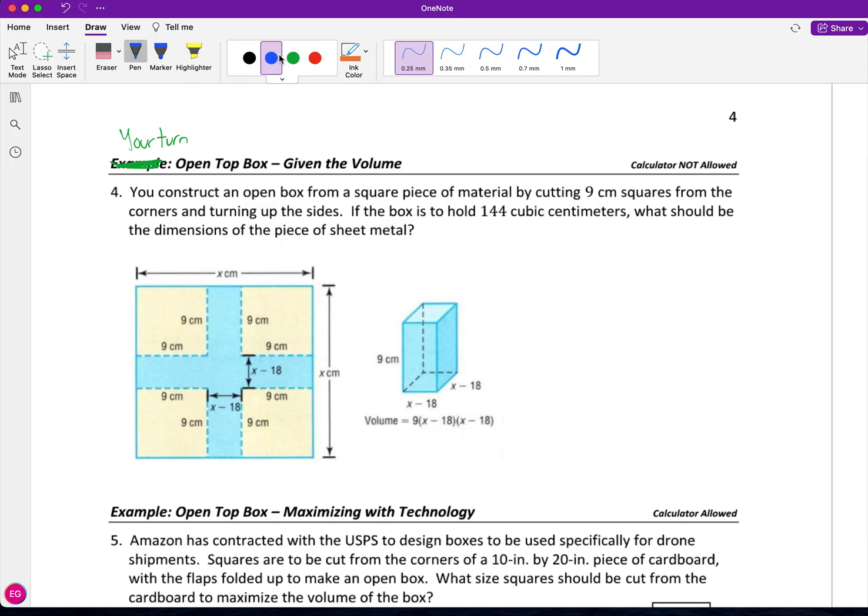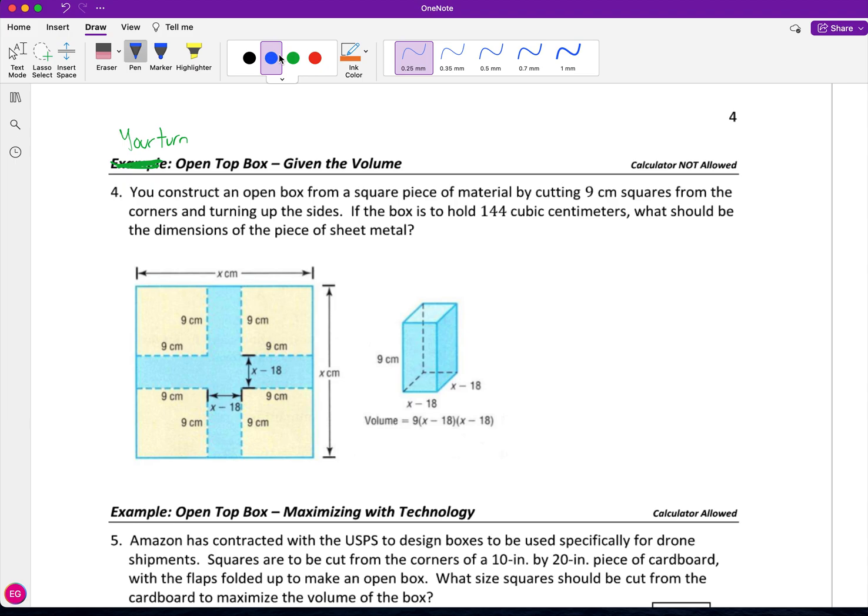All right, I know you paused. I know you're ready. Let's look at this thing. So we have a nice square piece of material. We're cutting 9 centimeter squares from each of the corners and folding it up. And they were pretty nice. They actually gave us the picture of what it will look like when it's folded up.